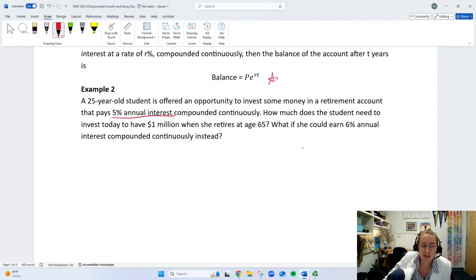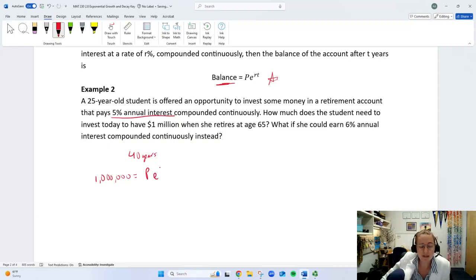How much does this student need to invest today to have $1 million when she retires at age 65? So from 25 to 65, that is a total of 40 years. And when she turns 65, unfortunately, $1 million won't be enough to retire, or it won't be as much to retire as it is right now. So that's the balance that she wants, $1 million. She doesn't know how much she is going to retire now. She just knows what her end goal is.